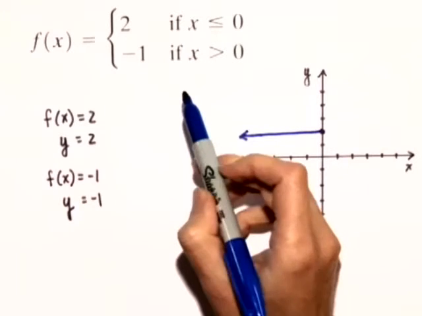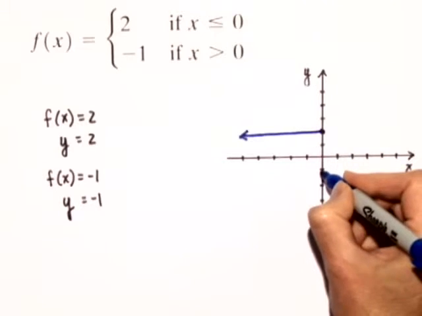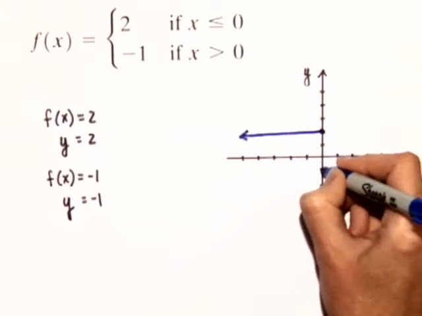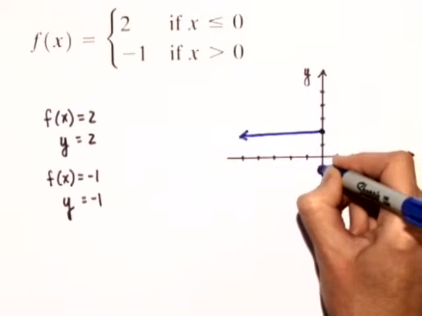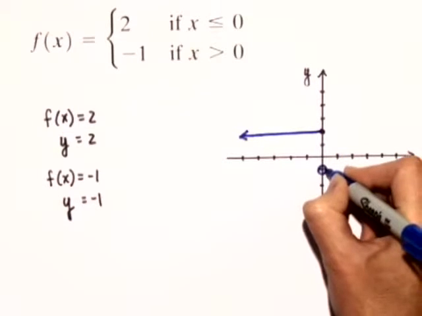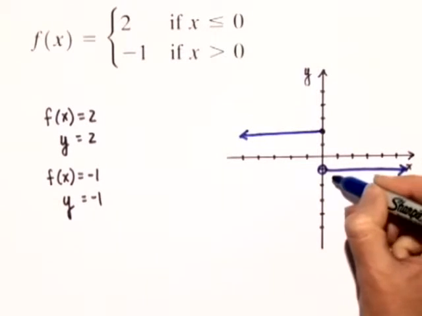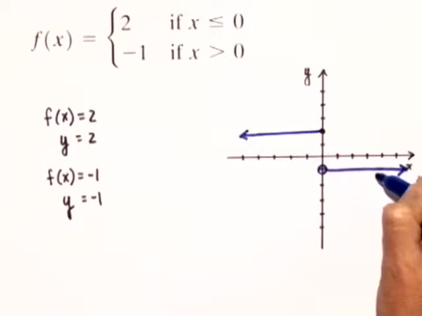This specifically says for x values greater than 0, so we don't want to actually let x equal 0, but instead we want to draw an open circle here on the y-axis for the x value of 0, and we want to draw our line to the right. This is the line y equals -1 whenever x is greater than 0.